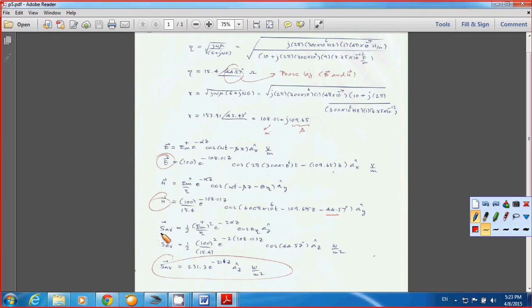Now for the S average, you have this term also show up when your theta eta is 44.57 degrees. So you just add this term up, and you get your S average to be different than the previous one when you have sigma equal to 0. Okay, so this gives you the idea of how to calculate the S average.